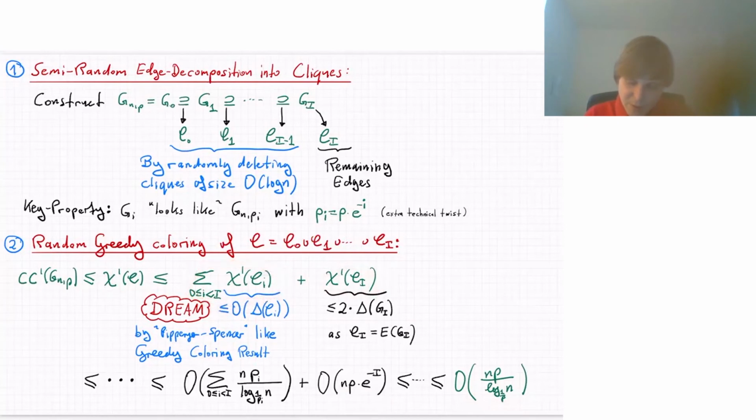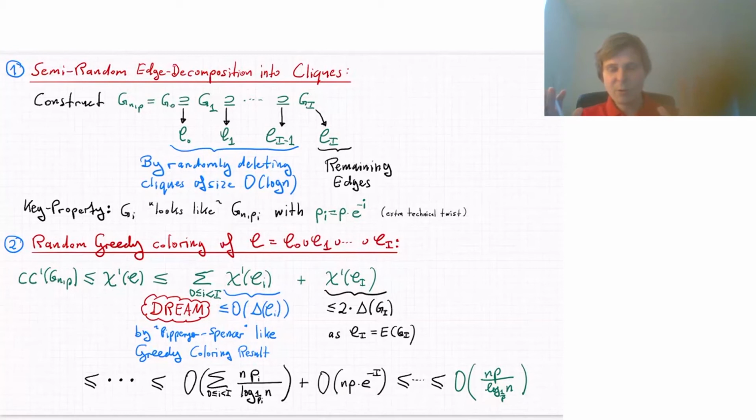Because here we're looking at the chromatic index of some collection of cliques, the main challenge is that we need to color this hypergraph where each edge is extremely large, up to size log n.